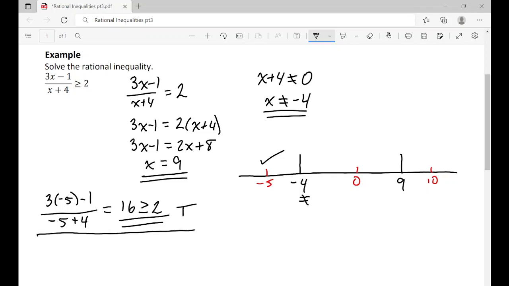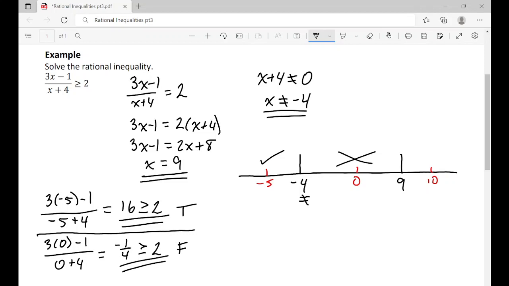Now I'm going to use 0. 3 times 0 minus 1 over 0 plus 4. Going to do all the work here. I'm going to end up getting a negative 1/4. And is it greater than or equal to 2? The answer is nope. No, it's not. So I know everything between negative 4 and 9 is not true.